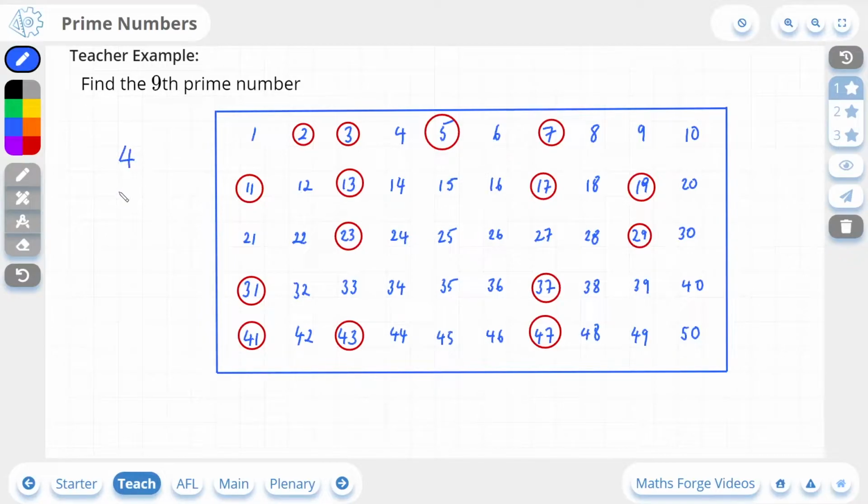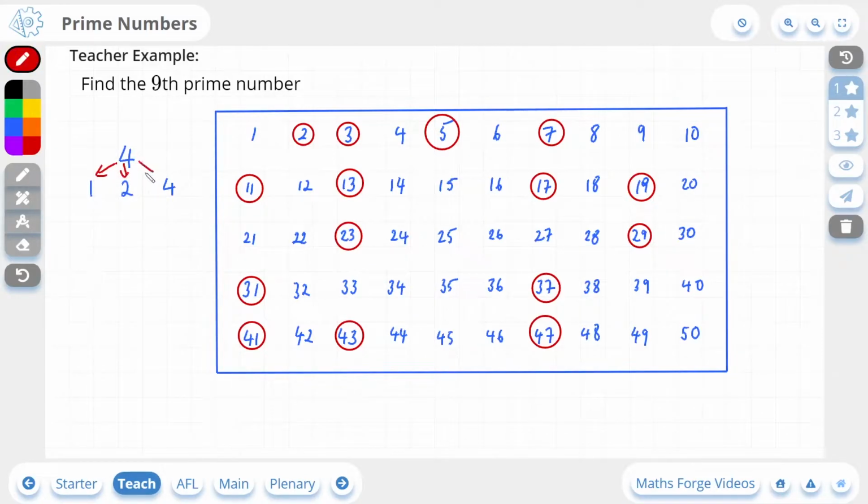Now, the factors of 4, so the numbers that multiply together to give you 4, are as follows. 1 and 4, because 1 times 4 is 4. Both of these numbers are factors of 4. And there's also another number that you can multiply to get 4. It's 2. 2 multiplied by 2 gives you 4. So 4 has 3 distinct factors.